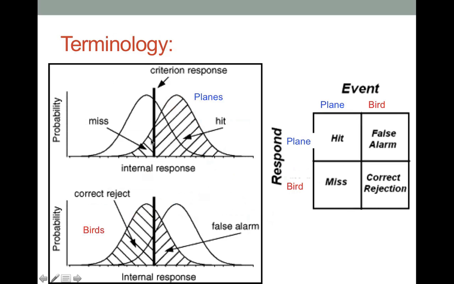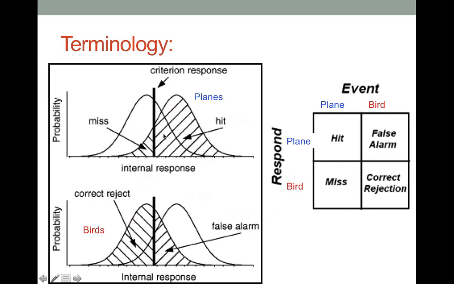Now this region down here is the portion of the plane distribution that falls below my criterion. And those we will call a miss, because it was a plane and I missed it because I said it wasn't a plane. So planes can be separated into hits and misses depending on what I respond, plane or bird. And those are the two portions of this distribution.